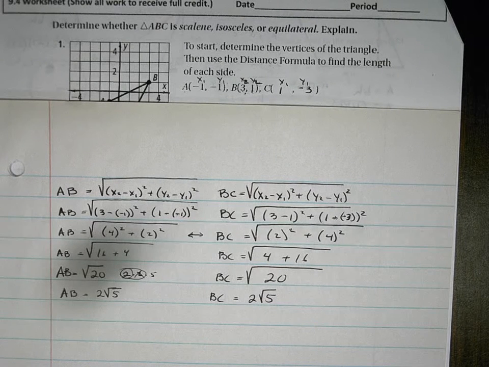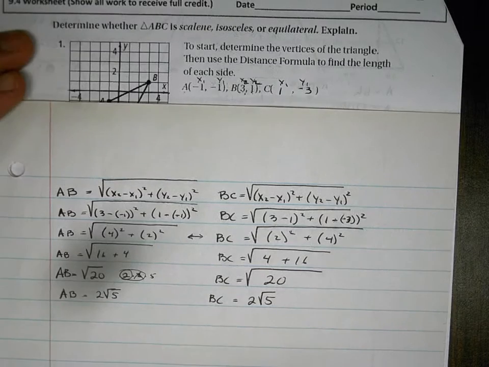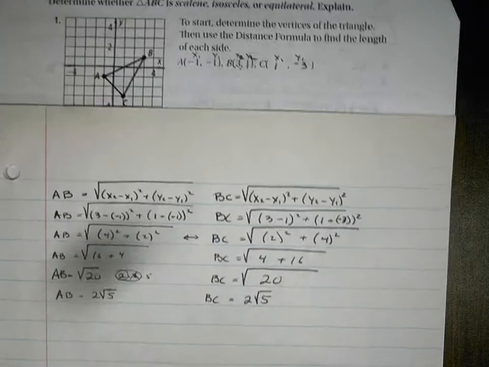But we still have to find the third side, because even though it doesn't look like it, we can't assume anything. So we have to find the length of CA right now. That's that side right there.